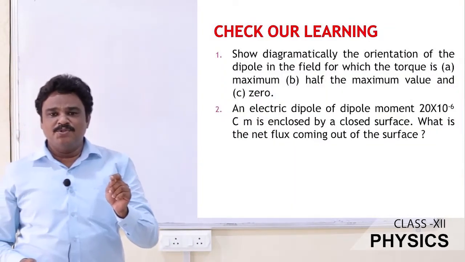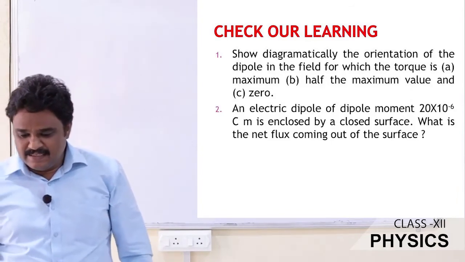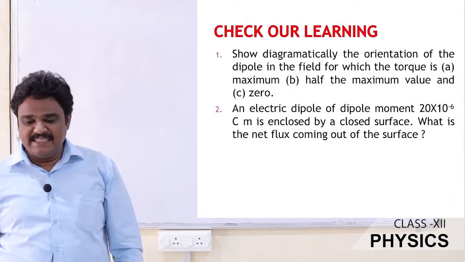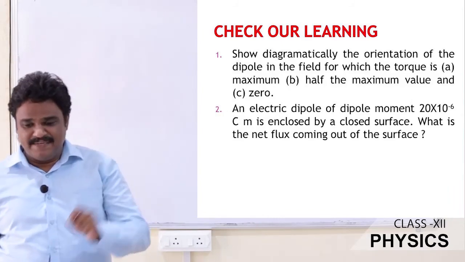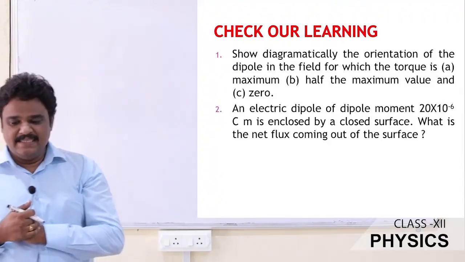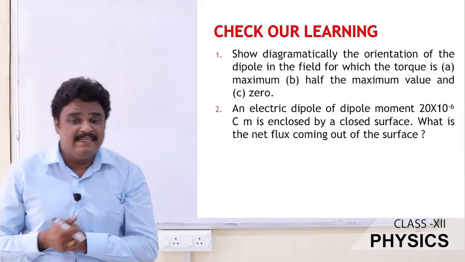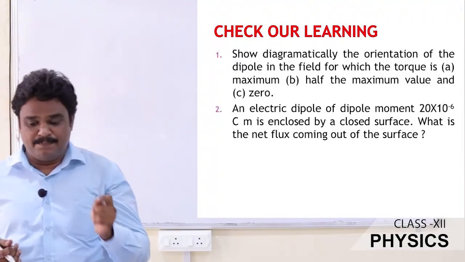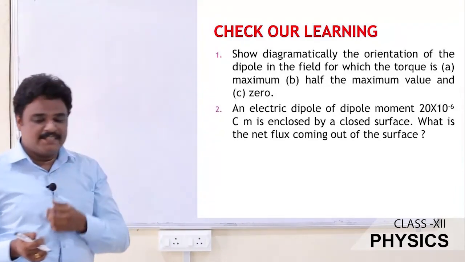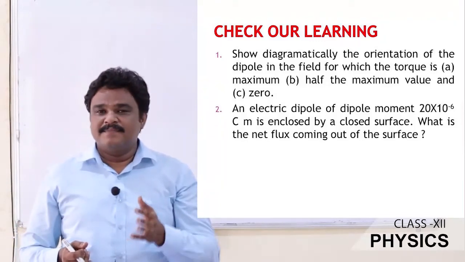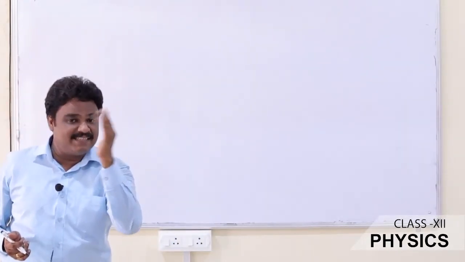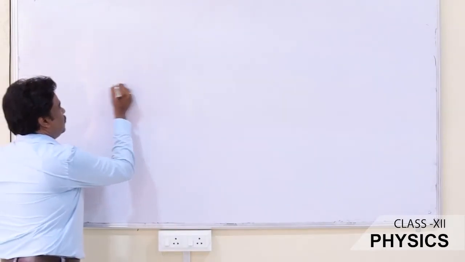You are supposed to show diagrammatically the representation of a dipole in the field for which the torque is maximum. Already you know, the torque is maximum when the dipole is at right angles to the electric field. I am going to represent the diagram.